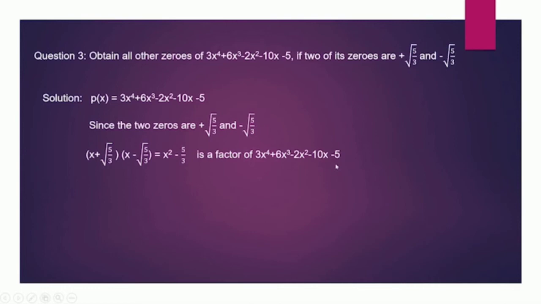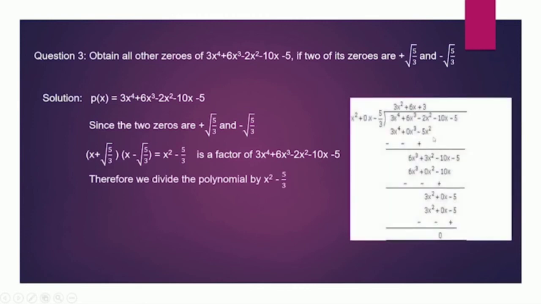Now we have already got that x square minus 5 by 3 is a factor of 3x to the power 4 plus 6x cube minus 2x square minus 10x minus 5. We need to divide these two polynomials. I request you to divide this polynomial, the solved answer I will be putting here. We will get the quotient as 3x square plus 6x plus 3.